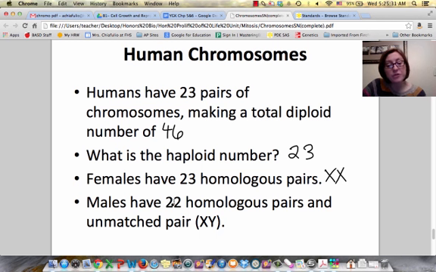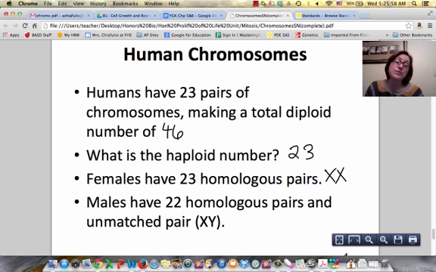Males, however, they have those first 22 homologous pairs, right? These are the autosomes. But then their X and their Y, they don't contain the same genes. And so because of this, we consider that an unmatched pair. So they are an X and a Y, and they are non-homologous to one another. So males only carry 1 copy of each gene that is on an X chromosome, but females have 2. And this is going to have an implication for how different traits can be inherited and how there will be differences in males versus females because of that.